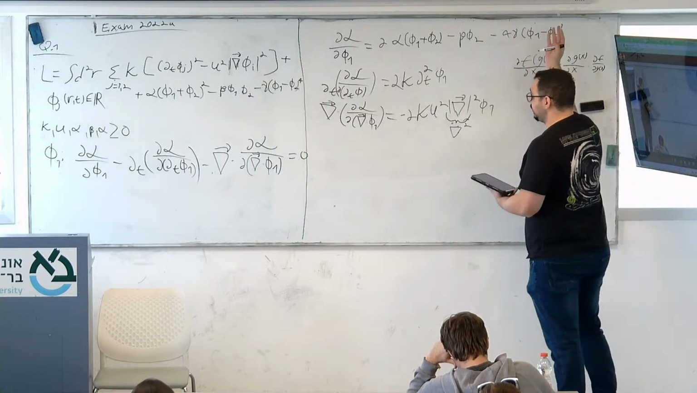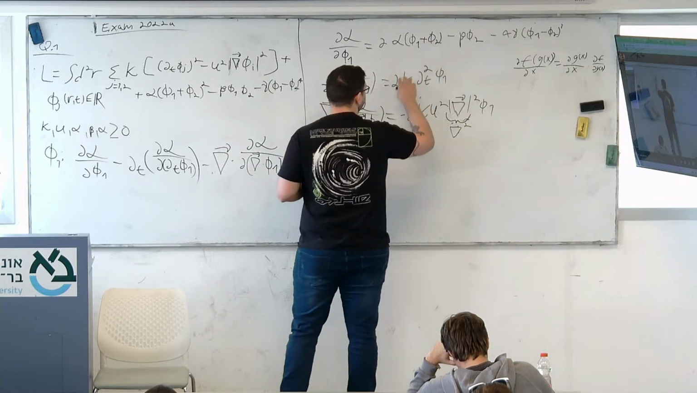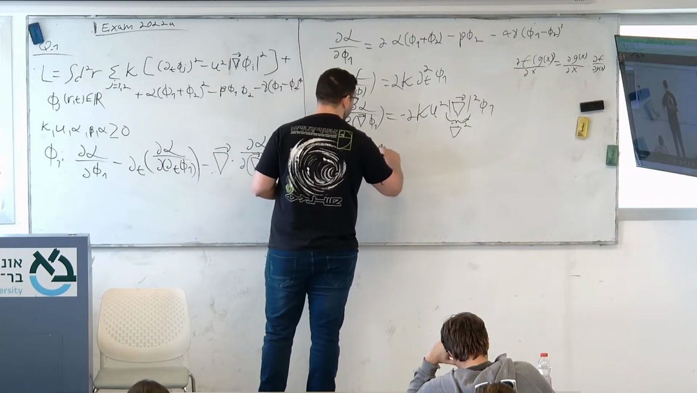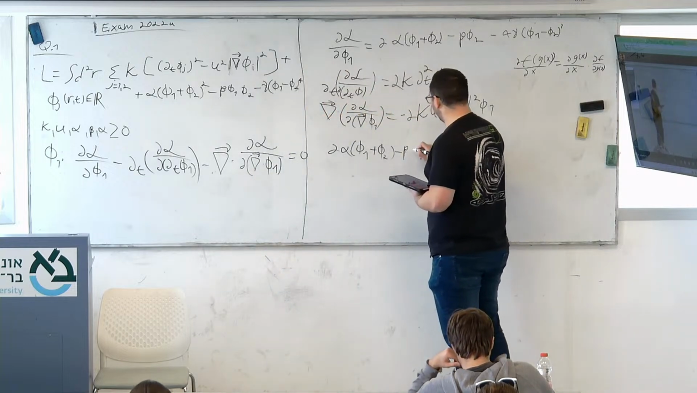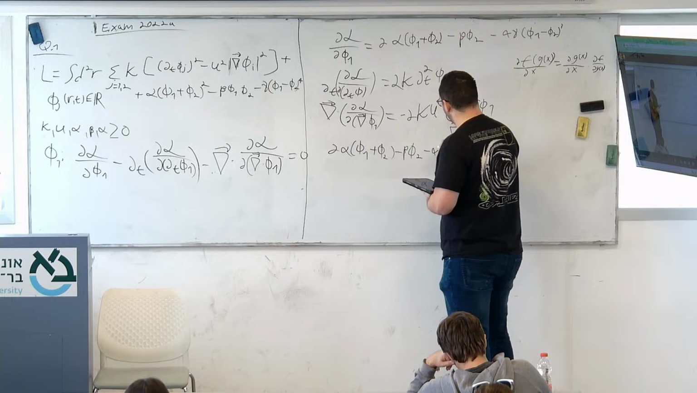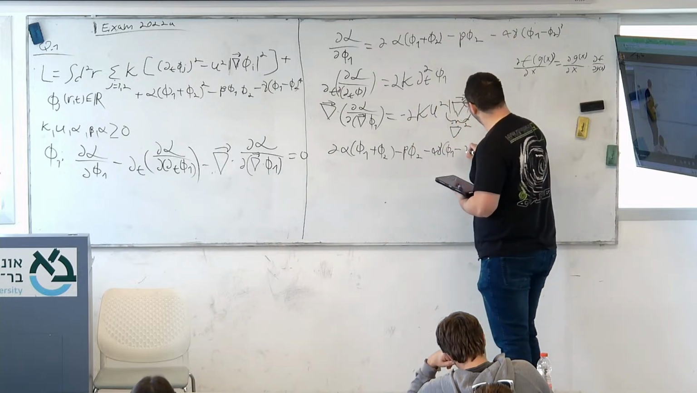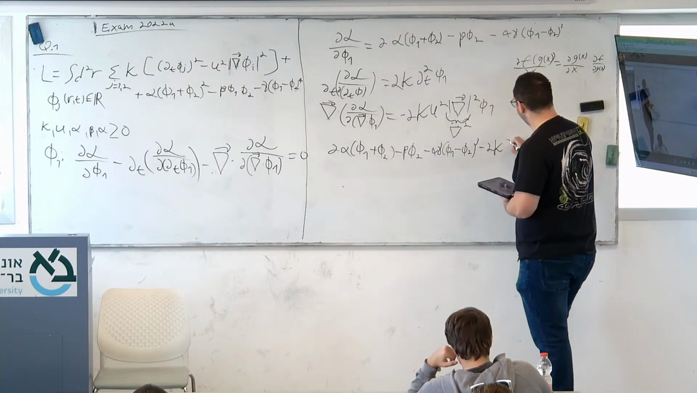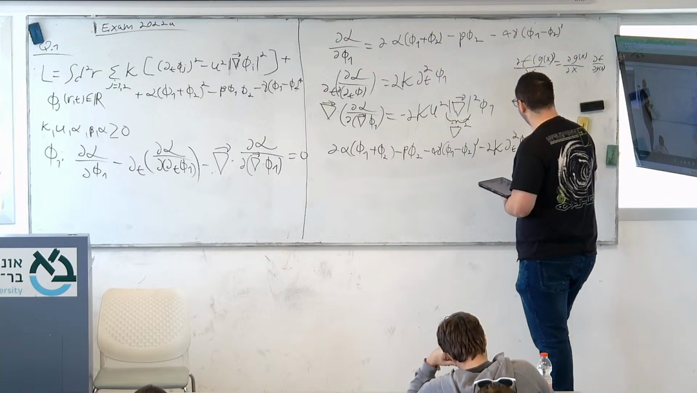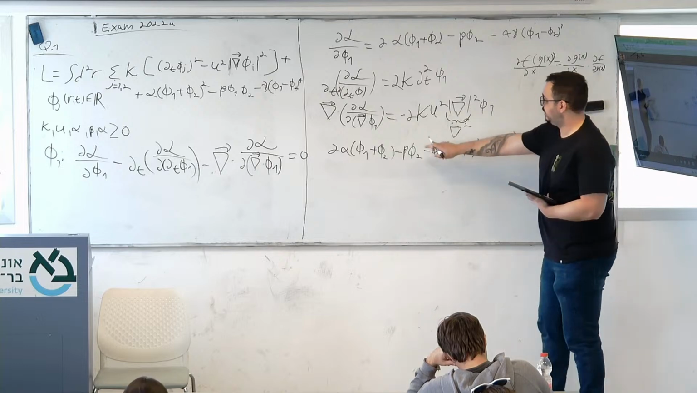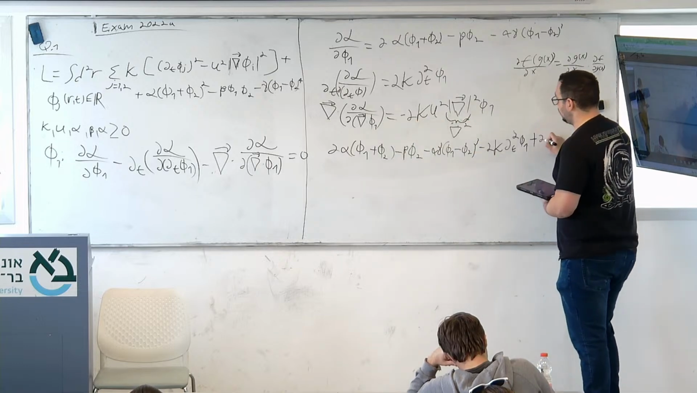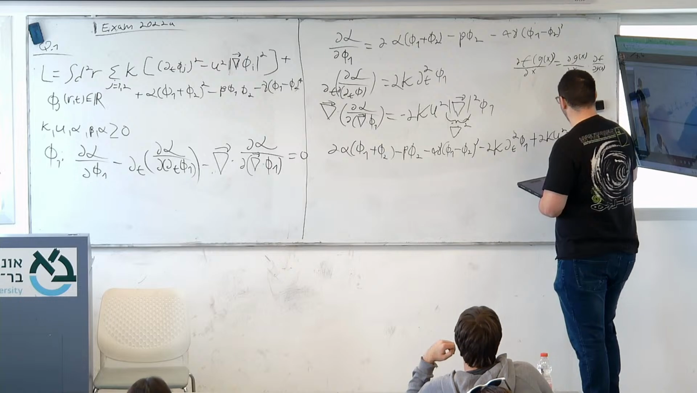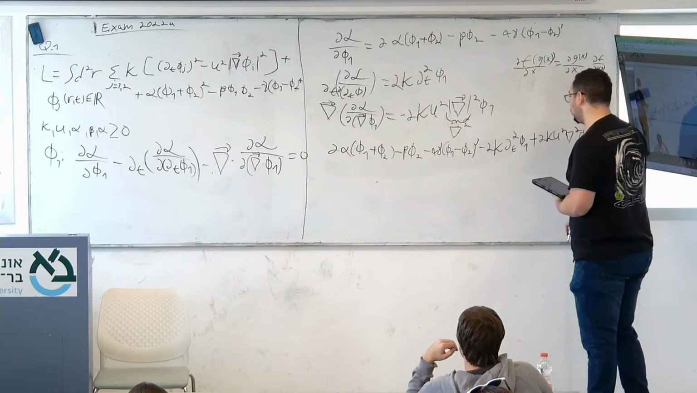All right. So putting this all together, just add this: minus the derivative, 2 alpha (phi1 plus phi2) minus beta phi2 minus 4 gamma (phi1 minus phi2) to the third, minus 2 kappa d/dt squared phi1, plus, because it's a minus, plus 2 kappa gradient squared phi1, equals 0.